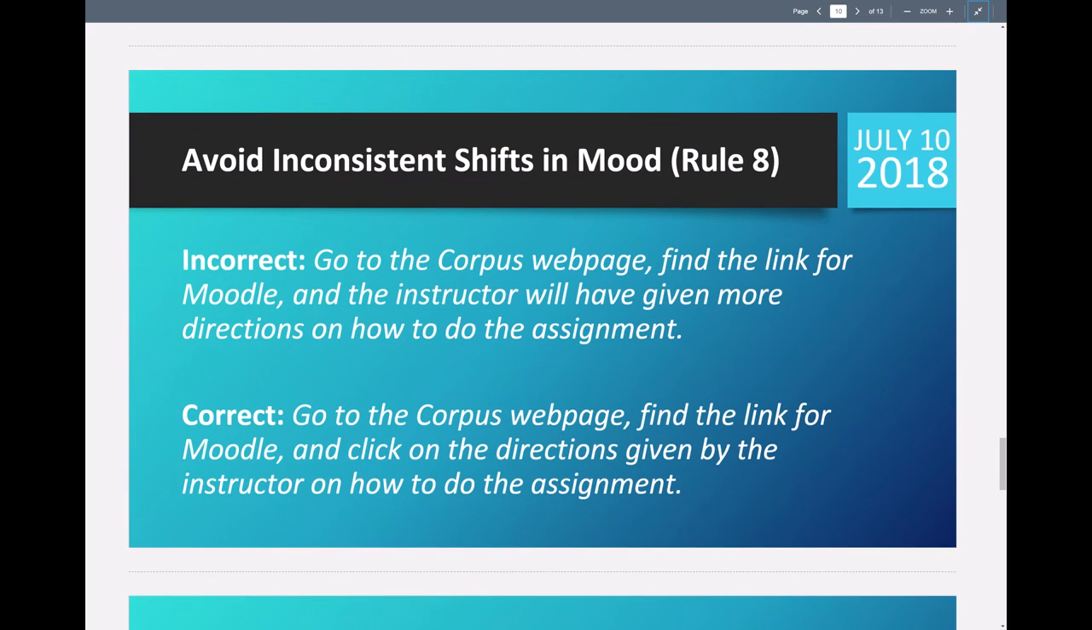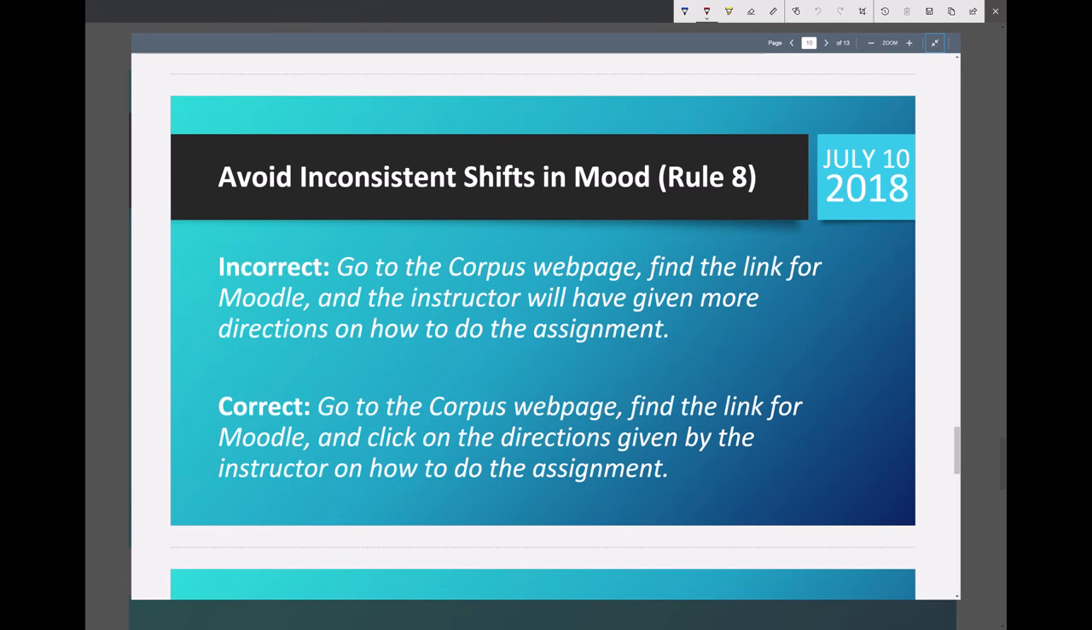Let's try an example for rule number 8. Avoid inconsistent shifts in mood. We again have an incorrect sentence and a correct sentence. The incorrect sentence reads, go to the corpus webpage, find the link for Moodle, and the instructor will have given more directions on how to do the assignment. The correct sentence reads, go to the corpus webpage, find the link for Moodle, and click on the directions given by the instructor on how to do the assignment.